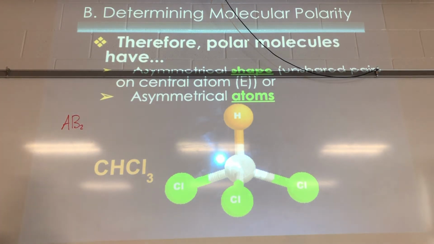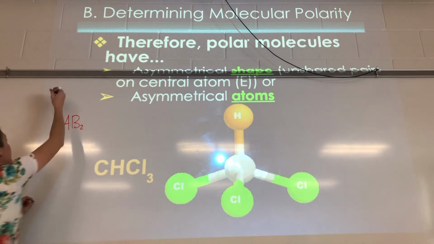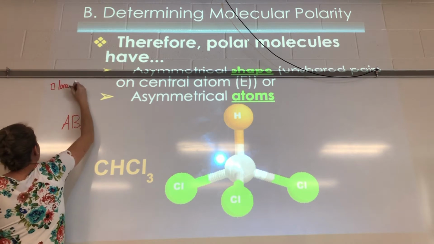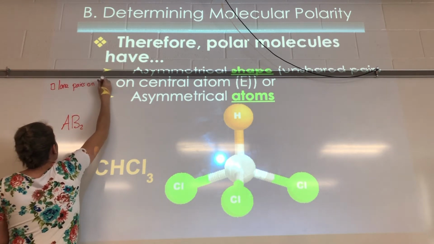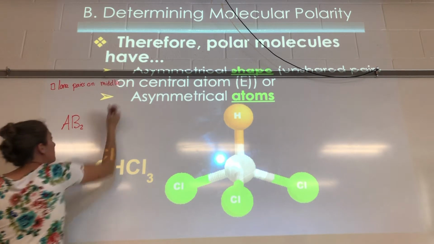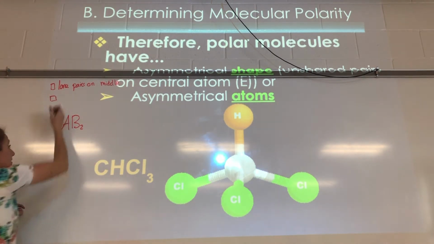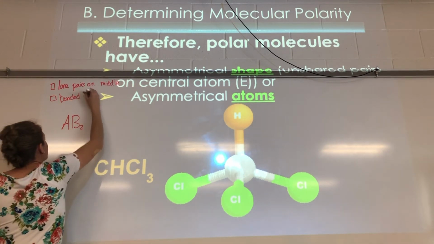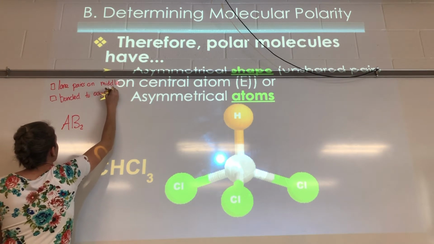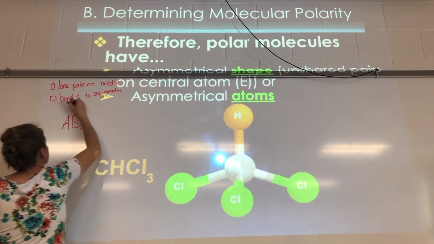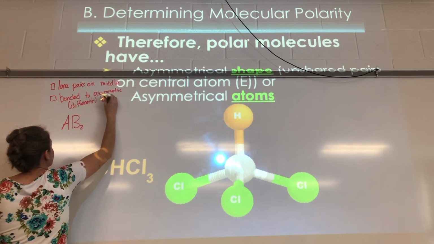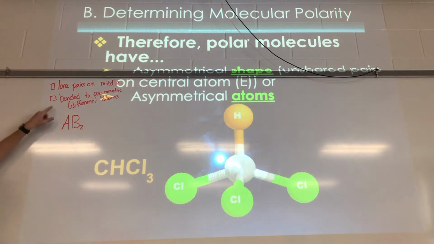Once again, these are the two things you're looking for to see if something is polar. So I'm going to make a little checklist here. You check to see, does it have lone pairs on the middle? Second thing you check for, is it bonded to asymmetric, which pretty much means different atoms. If one of these two things is true, then it will be polar.